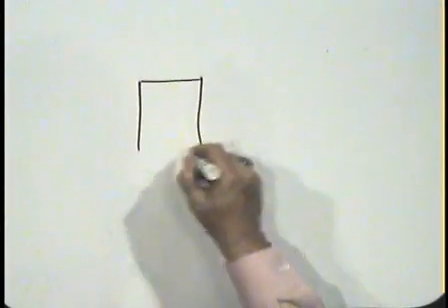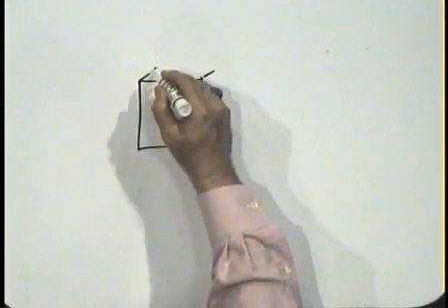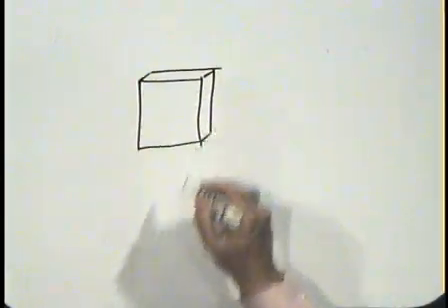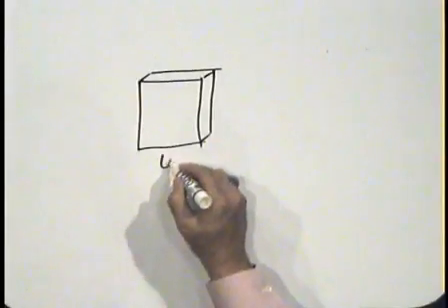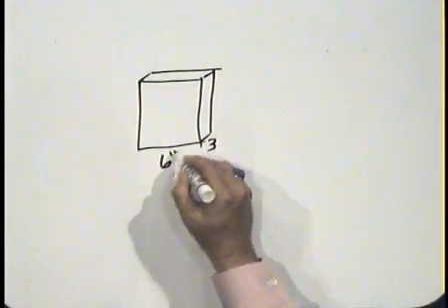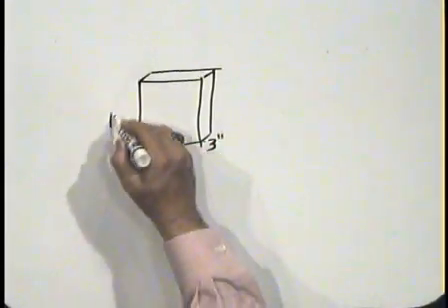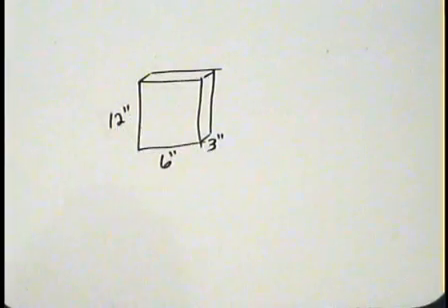Let's take a typical cereal box. A cereal box is shaped as a rectangular prism or a rectangular solid or a box. And let's say we had this box, and we'll draw a little rectangular solid here. And let's say that this box was 6 inches across, 3 inches deep, and 12 inches high.